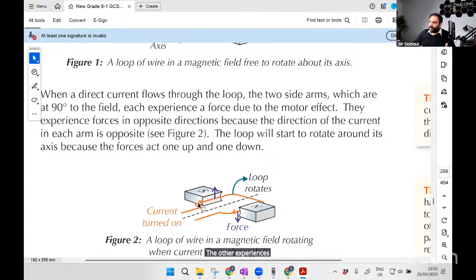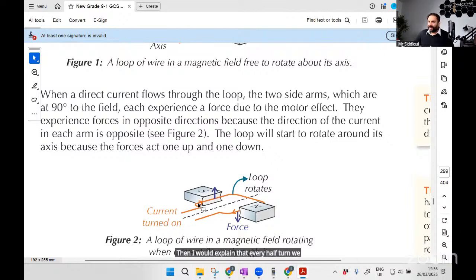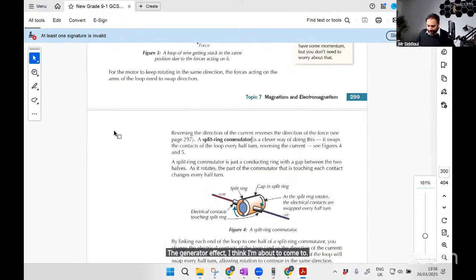Then I would just say one more thing, and that causes it to start to loop. I would explain that every half turn, we need to reverse the direction of the current. That's it. I wouldn't even mention the split ring commutator. I would say that it needs to swap every half turn. The generator effect, I think I'm about to come to, which is the next bit.